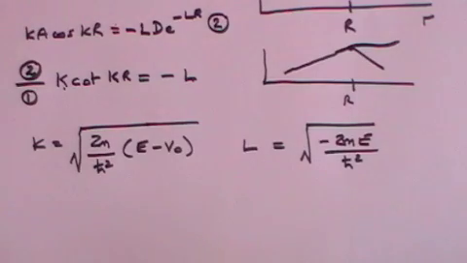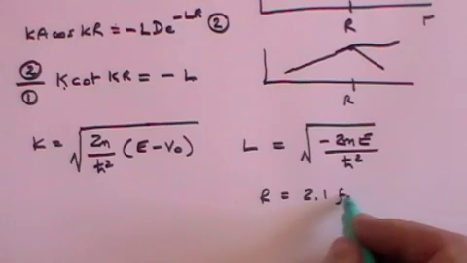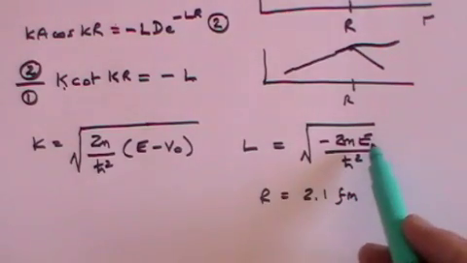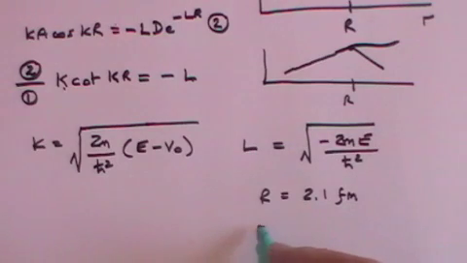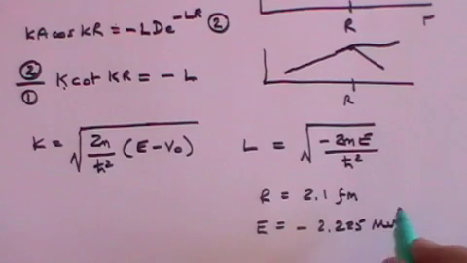And we know what R is. R, I told you earlier, was 2.1 Fermis. We also know what E is. E is minus 2.225 MeV. That was the measurable energy for the deuteron, which is what we are considering, the simplest case.